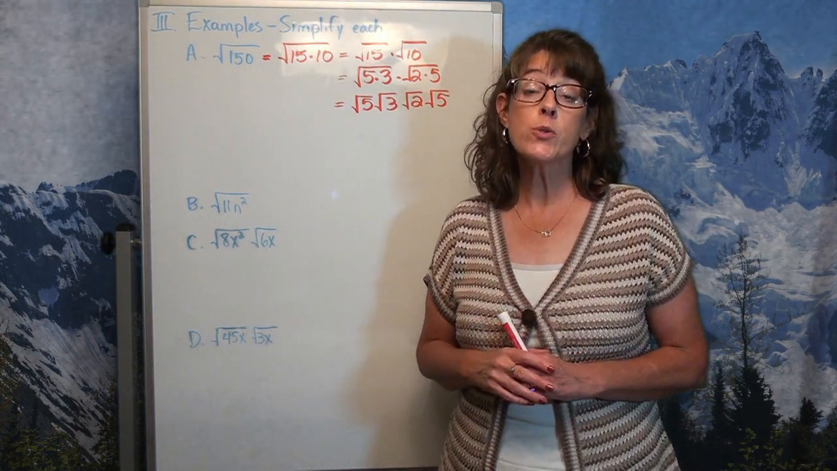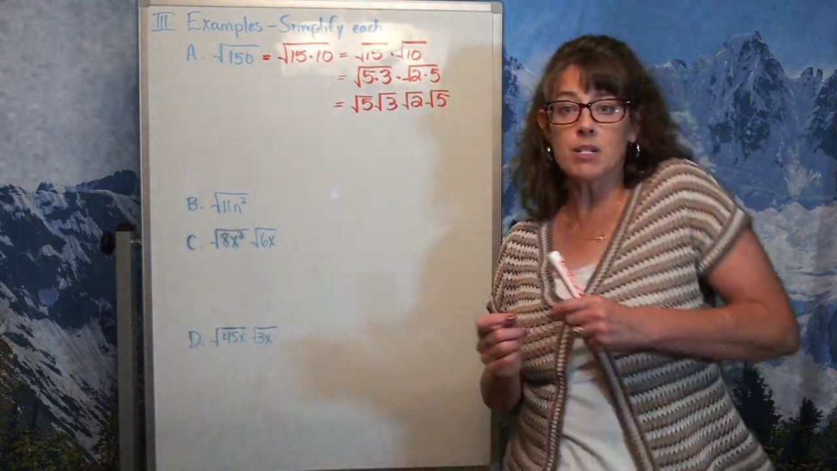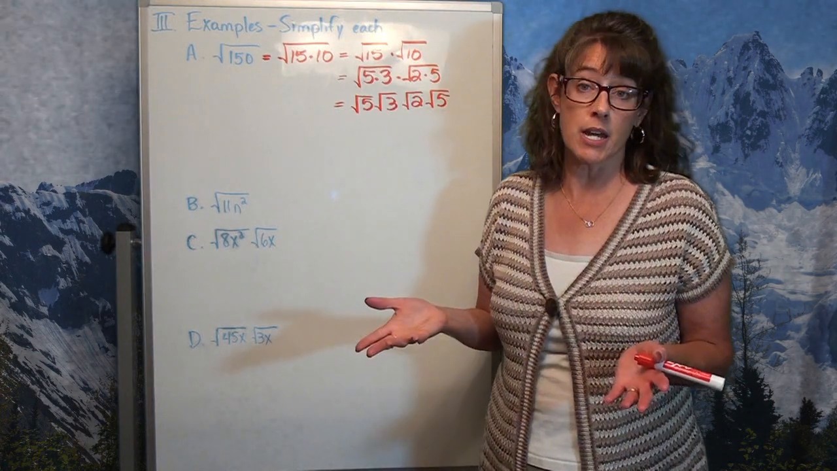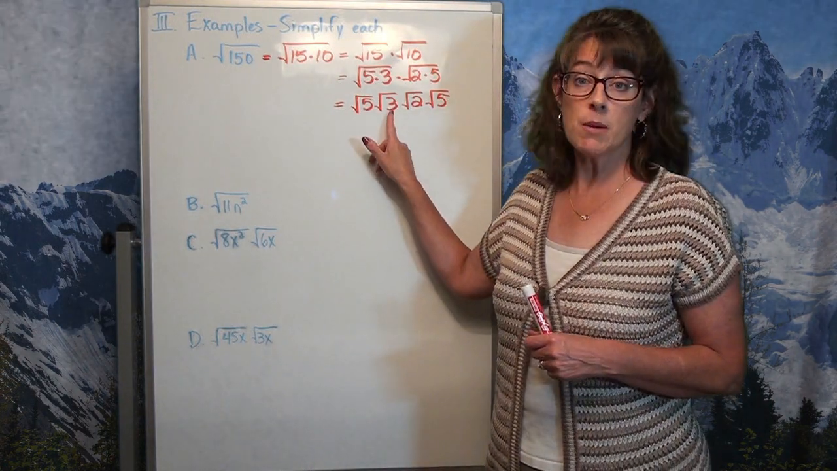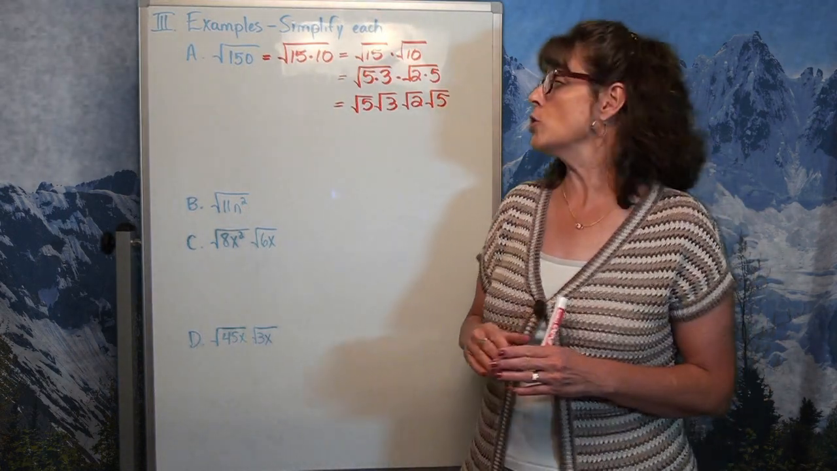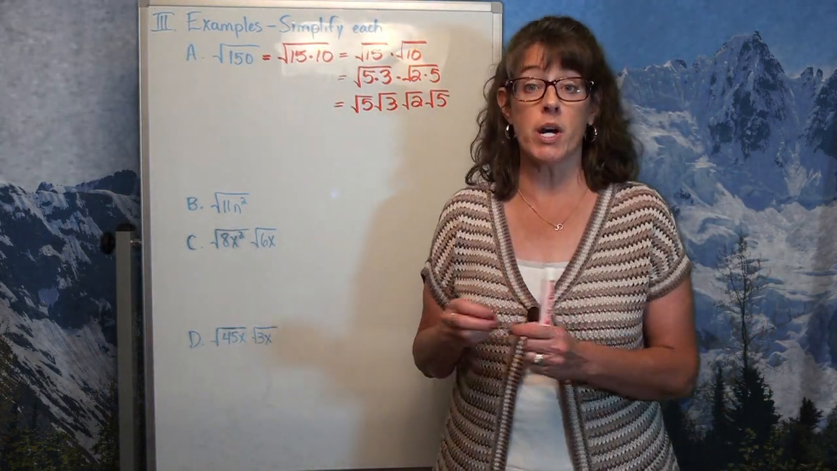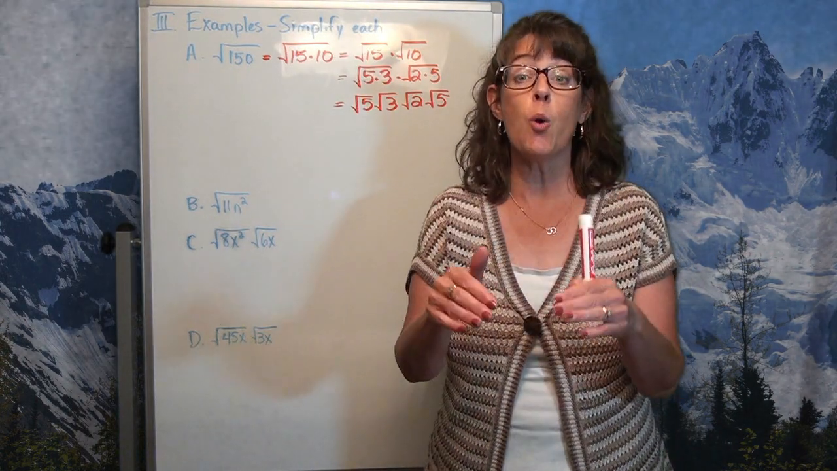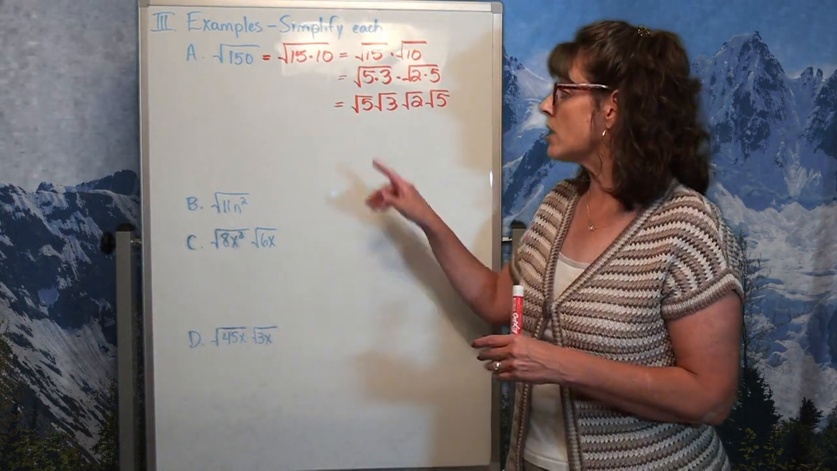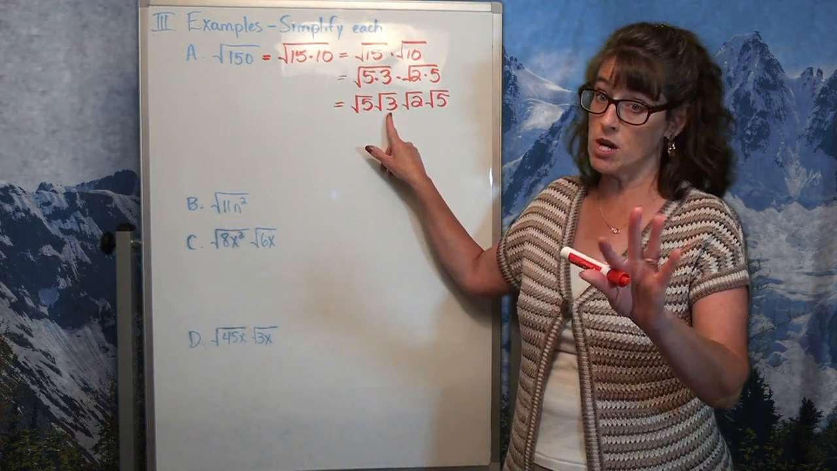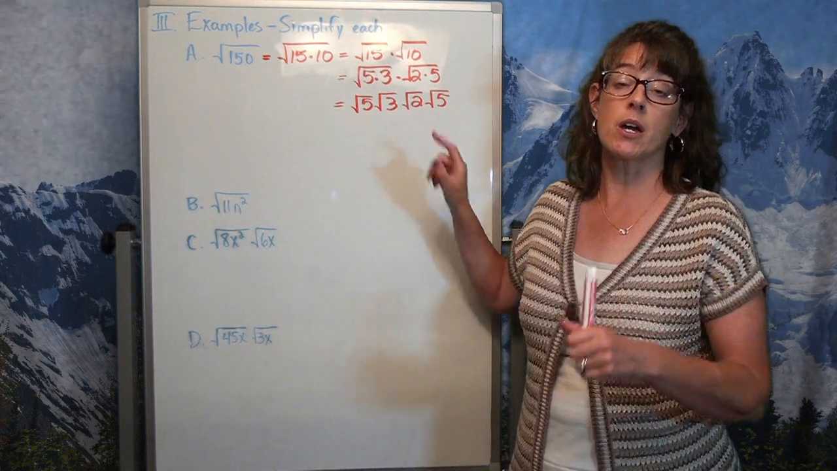Now, can I break those numbers down? No, 5 is 1 times 5. And that's not going to help at all. 3 is 3 times 1. 2 is 2 times 1. So in other words, if you can break it down into something other than 1 and itself, keep going with that. But when you are stuck with just 1 and itself, you're stuck.